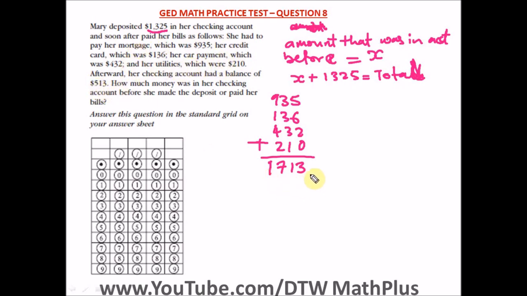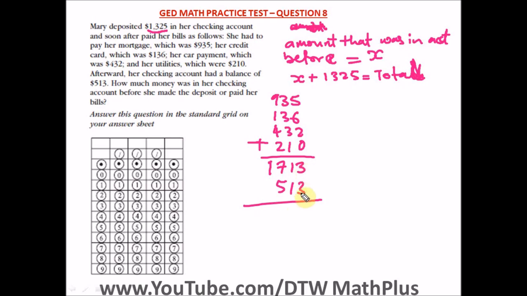Okay, so if we add 513 to the total amount she spent, it will give us the total amount in her checking account. Because she spent this and still had a balance of 513. So if we add this up, we're going to get the total amount in her account.